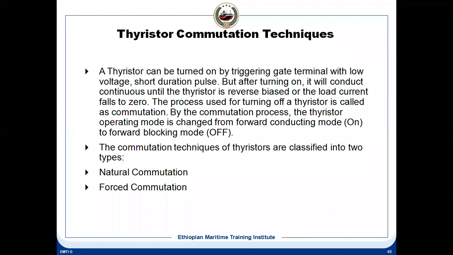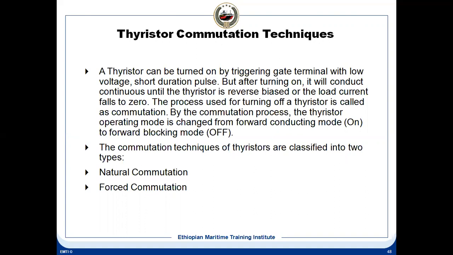Okay. So a thyristor can be turned on by triggering the gate terminal with a low voltage, short duration pulse. But after turning on, it will conduct continuously until the thyristor is reverse biased or the load current falls to zero. Reverse bias means when you change the anode to cathode polarity, you can turn it off, or you have to bring the load current below the minimum holding current, and only then it turns off. So the process of turning off a thyristor is called commutation.